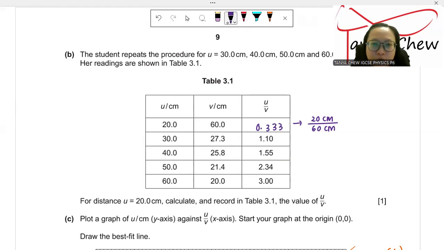0.333. I put it in 3 significant figures because u over v is calculated data. u has 3 significant figures, v has 3 significant figures. That is why u over v is recorded as 3 significant figures as well.